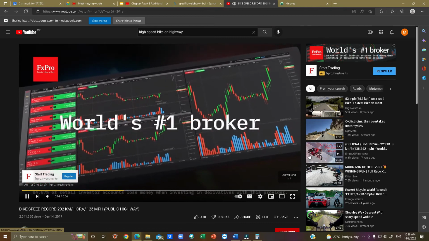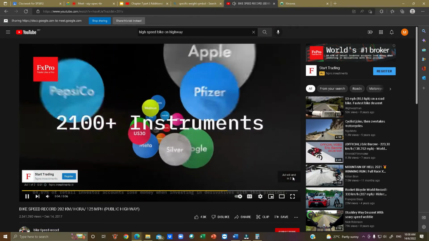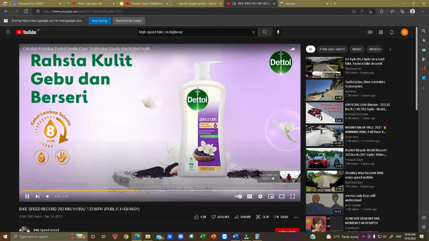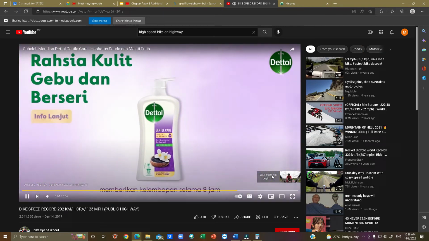Sekejap ya. Trade with the world's number 1 broker, FX Pro, 2,100 plus instruments. Mandian Dettol Gentle Care dengan wangian habatus sauda dan melati putih memberikan kelembapan selama 8 jam.